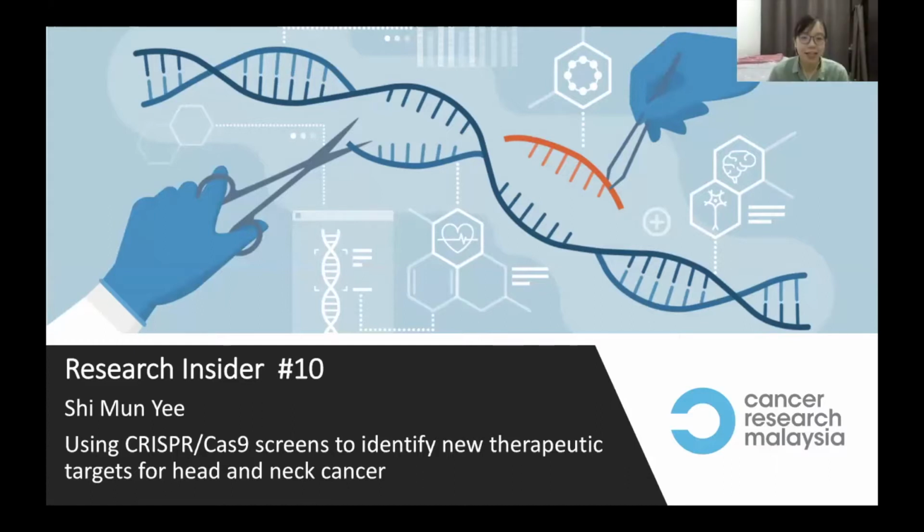Okay. Thank you, BIOS, for having me today. So my name is Shi Mun, and I'm a research assistant from Cancer Research Malaysia. I'll be your 10th speaker in this series of talks. For today's session, I'll be sharing about how we use CRISPR-Cas9 screens to identify new therapeutic targets for head and neck cancer. So I've actually asked Ayappa and Apple to help me set up some questions.